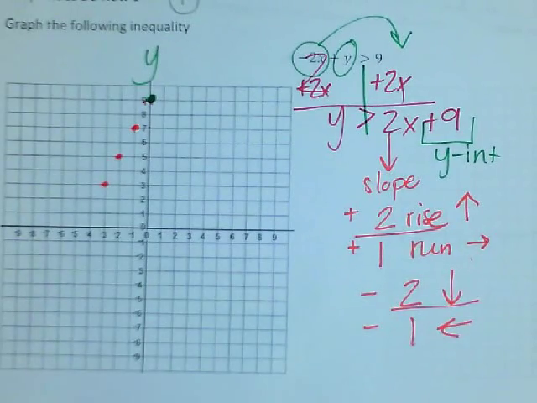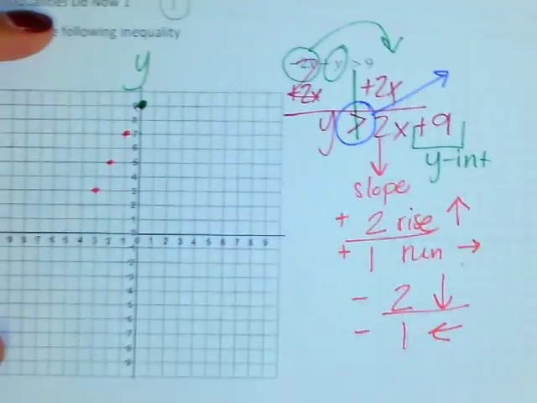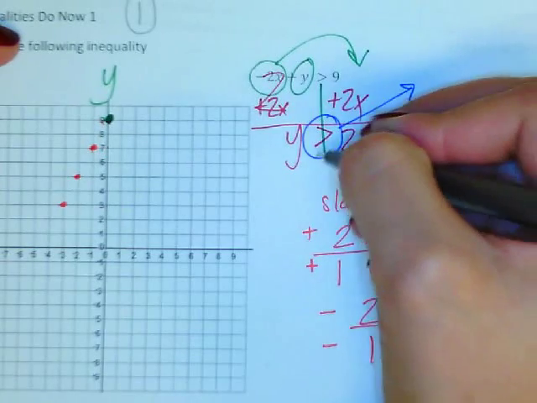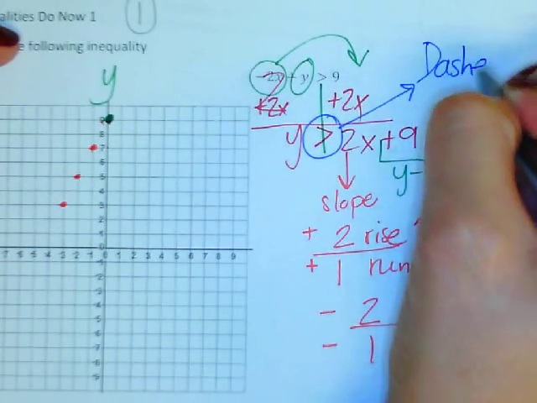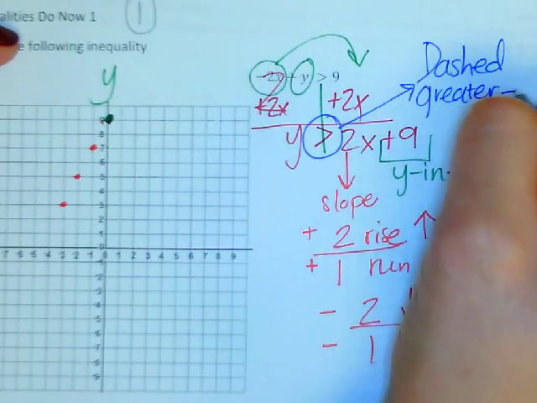After I put my dots, I'm going to go back to my inequality sign. And this one is a greater than, and it does not have a line under it. So I know that this will be dashed. And greater means that I'm going to shade on the top.